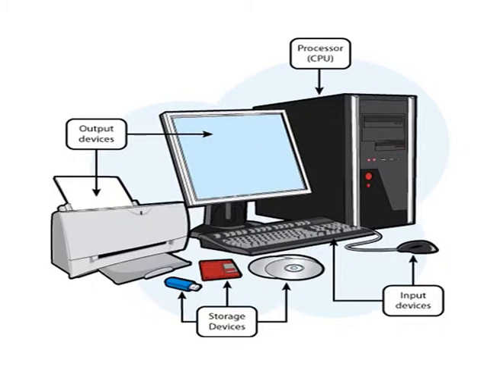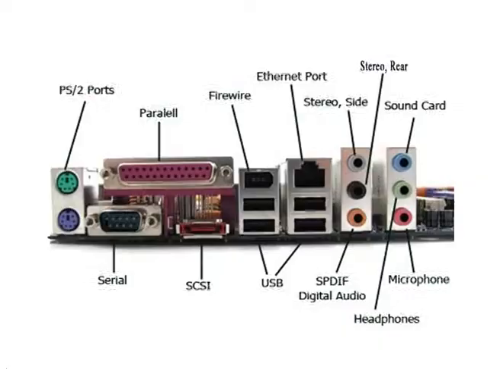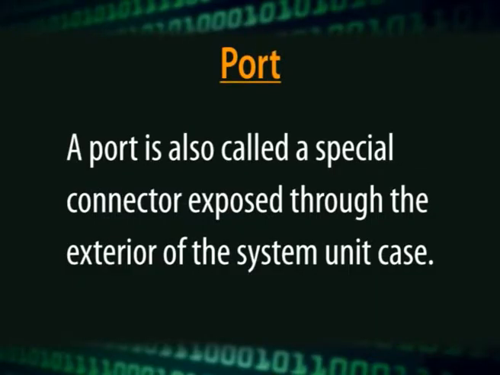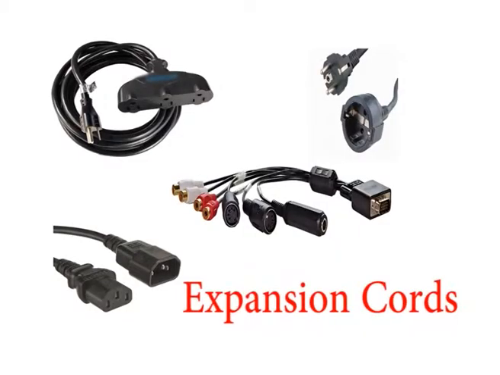Typically, external devices such as the monitor, keyboard, mouse and printers connect to the motherboard through a port. Unless these devices have a specific port on the motherboard, you cannot connect the device. Essentially, every device, in order to connect to the motherboard, must have a specific port attached to it. A port is also called a special connector exposed through the exterior of the system unit case. The port is either built directly into the motherboard or it is created via an expansion card inserted into the expansion slot on the motherboard.